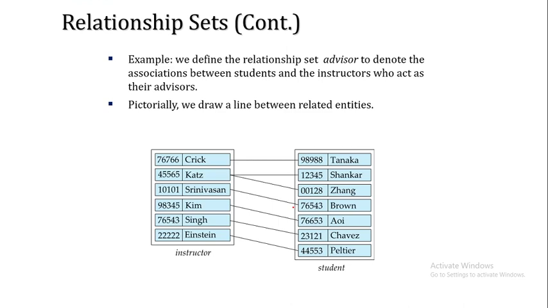Now, we can take an example here. This is your instructor and this is your student entity set. We define the relationship set advisor. There exists a relationship between these, and this is your advisor, to denote the association between the instructor and the student who acts as the advisor. So for this one, who is the advisor? Tanaka is your advisor. For this class, there are two instructors, two advisors.